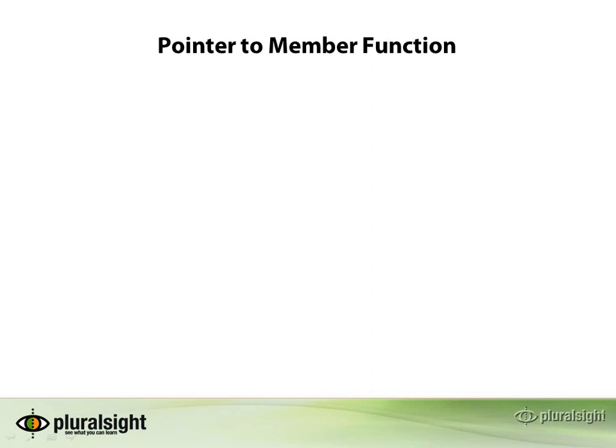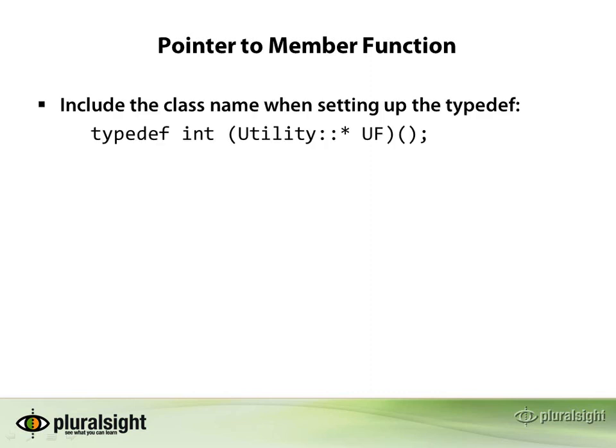The syntax I just showed you was for a pointer to a global function, a little handy utility like doubler or tripler. If you want to use a pointer to a member function, something that's a member of a class, it's a little trickier. First, when you set up the typedef, you have to name the class. A member function of the utility class that takes no parameters and returns an int is what's being typedefed here.